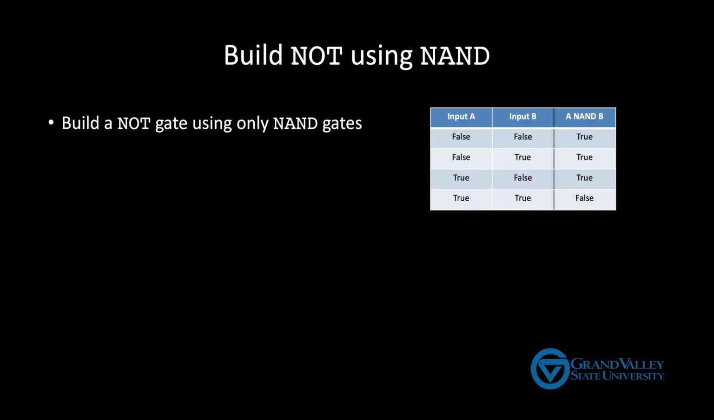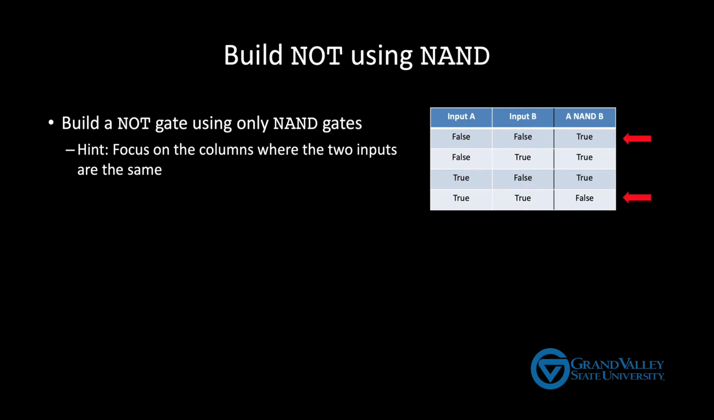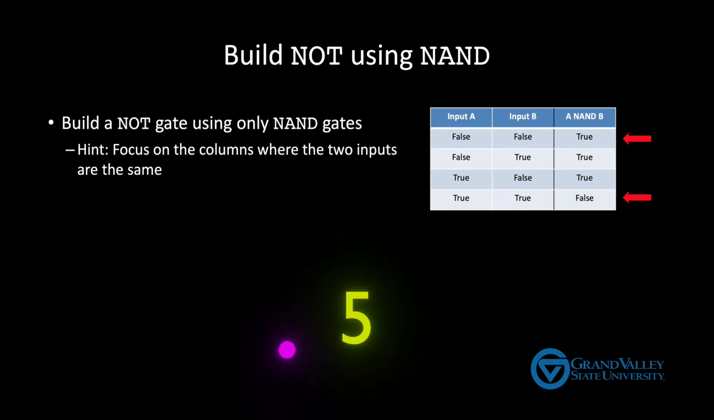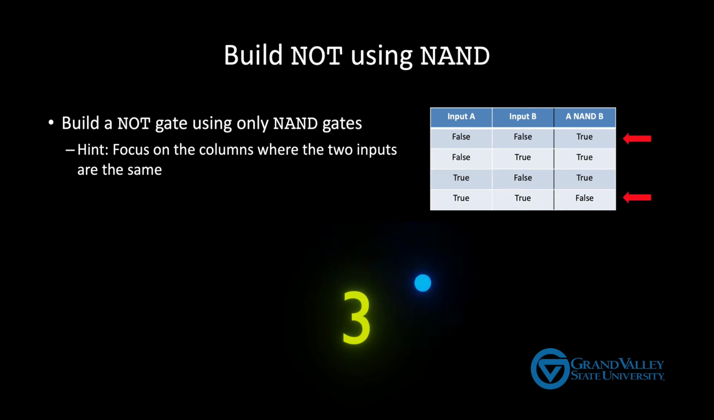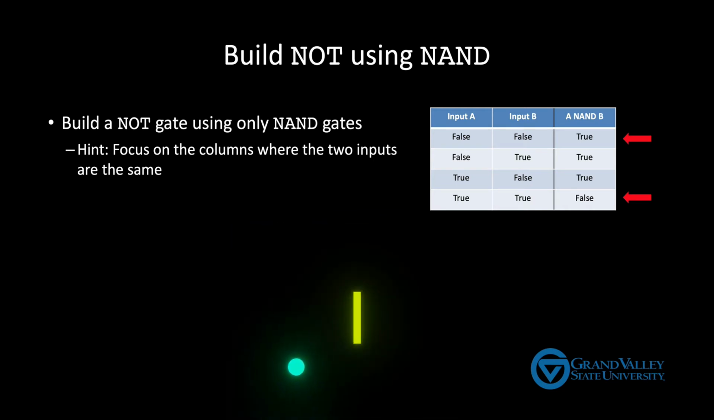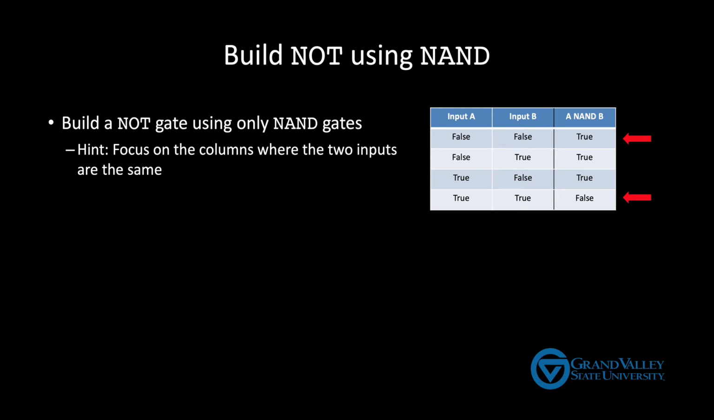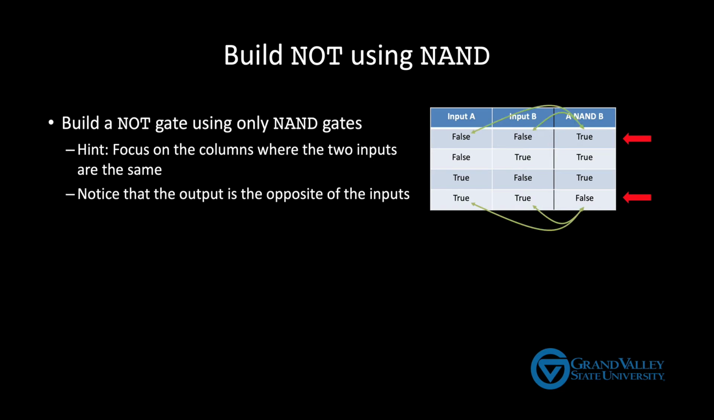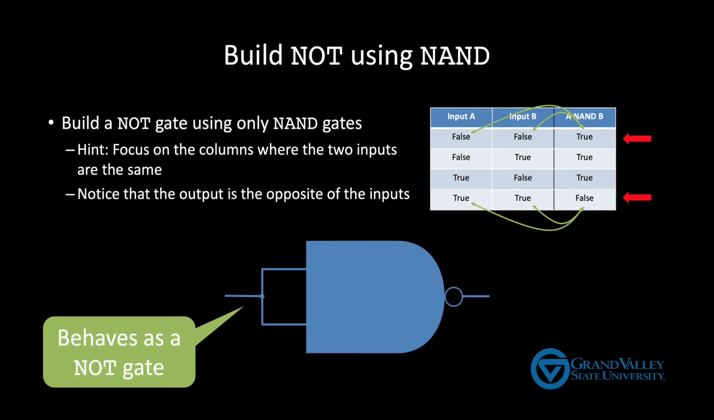So let's start with not. How can you use one or more NAND gates to implement not? Here's a hint. Look at the 2 rows in the truth table where both inputs are identical. Okay, the trick is to recognize that when both inputs are identical, the output is simply the opposite of the inputs. As a result, this behaves as a NOT gate.